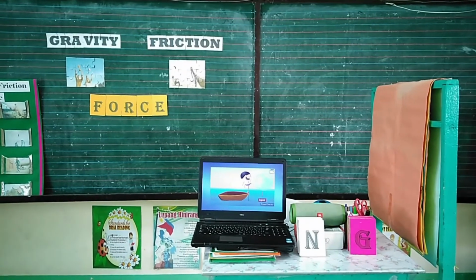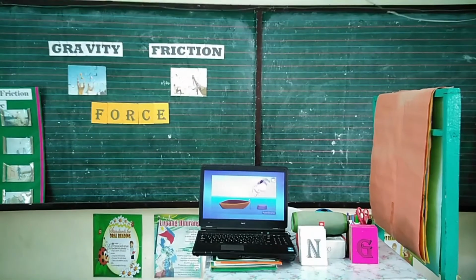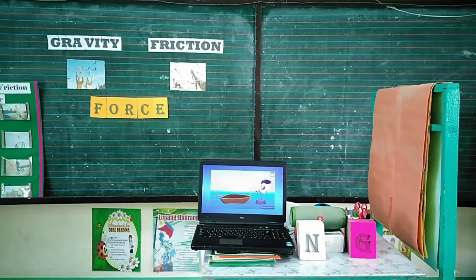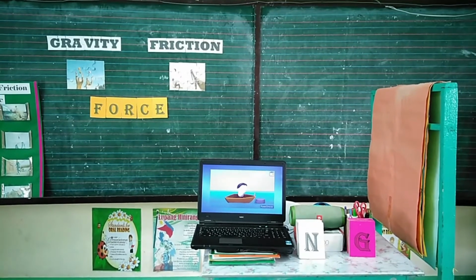However, the sea being a liquid forms a smooth surface. Hence, when we pull the boat on the sea, it offers less friction, thus making it comparatively less difficult to pull the boat on the sea.